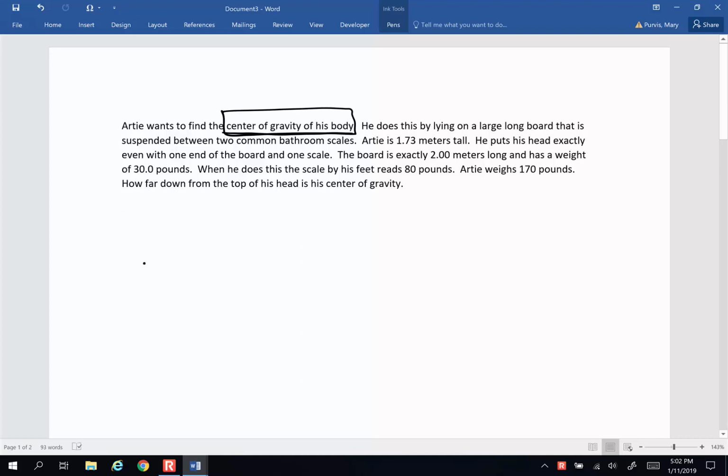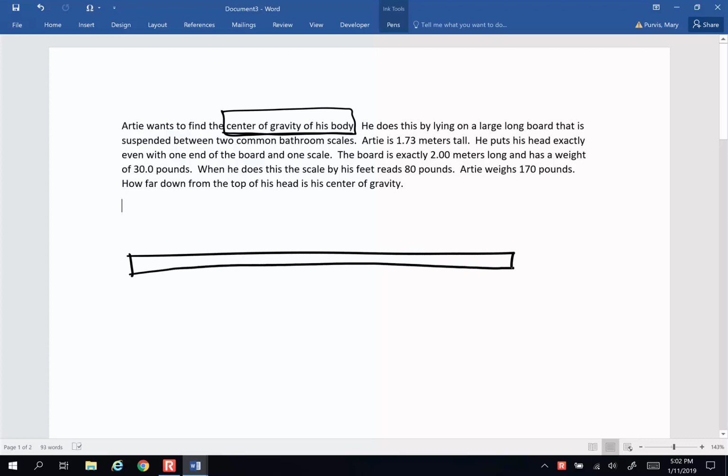Here's how this works. I have a long board, and this board is a good heavy stout board. It has a weight of 30 pounds, and so its downward force vector in the middle of the board is going to be 30 pounds. That's actually where its center of gravity is located.